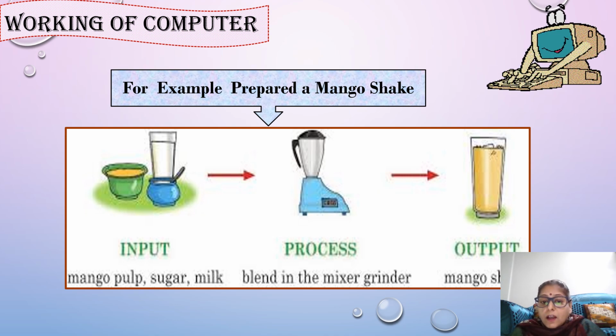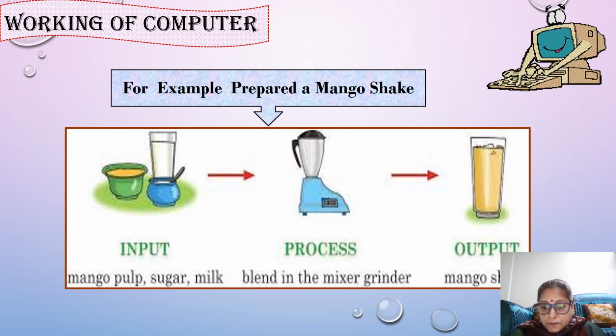Now, blend in the mixer grinder. Means all these things you have to mix in the mixer grinder, right? This thing is called process, means mango pulp, sugar, milk in the mixer grinder. This process we call processing.